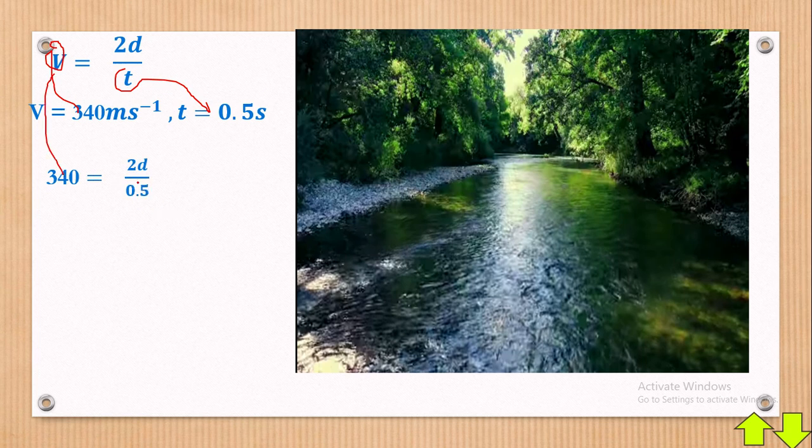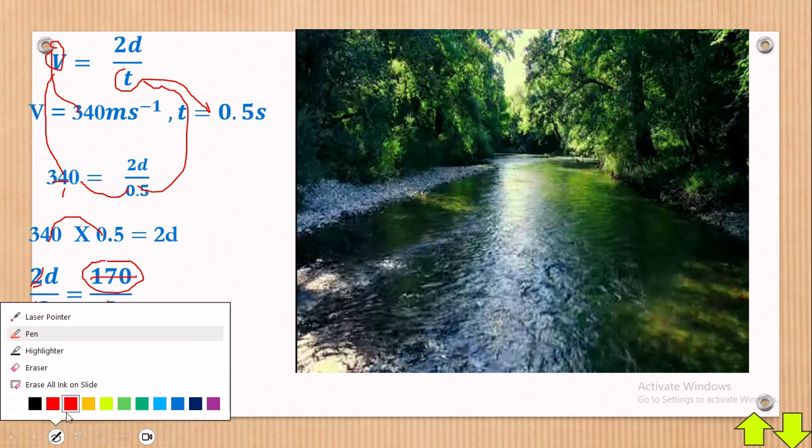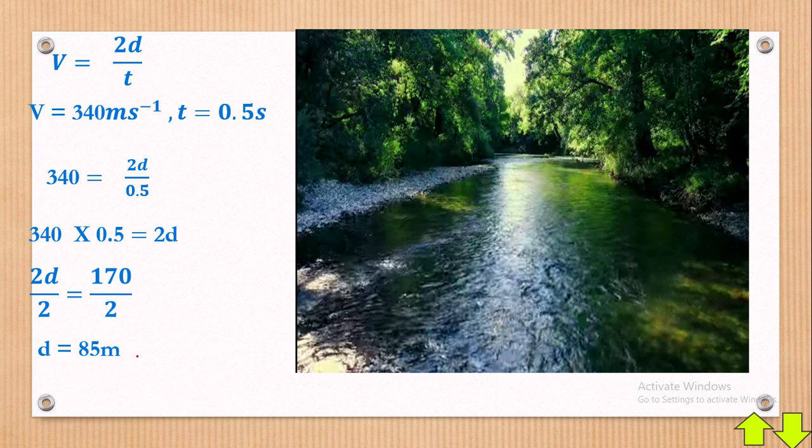So we have that substituted. This 0.5 is right here. So we simplify, multiplying both sides by 0.5, cross multiplying. 340 times 0.5 will get 170. Then divide both sides by 2, this will cancel out to give us D equals, when you divide 170 by 2, you get 85. So the distance is 85 meters right there.